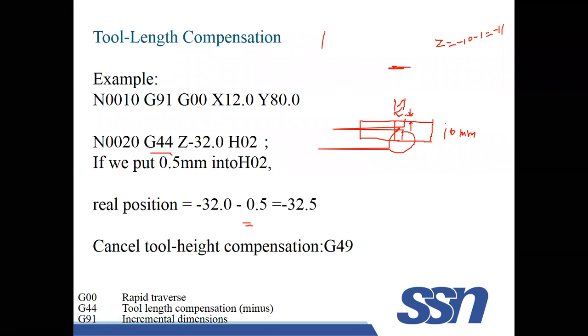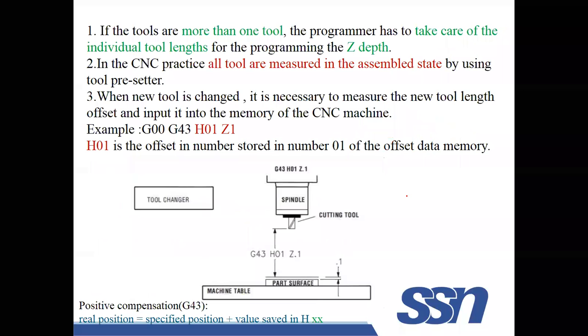If it is positive, the initial movement, this is the initial reference, I want to keep it 1 mm distance. In that case, this is also a negative value, so that I can maintain this 1 mm. So this is the advantage of using tool length compensation. This diagram is also explaining this. This part I have already explained in the previous slide. H01 is the memory location. In this location, the stored value is 1. Z value is 1.